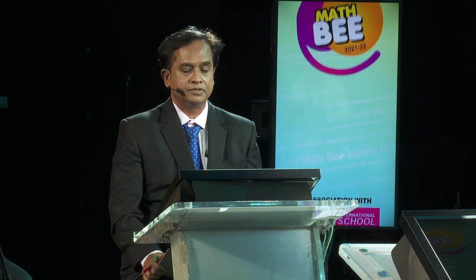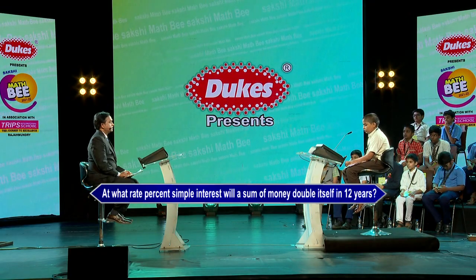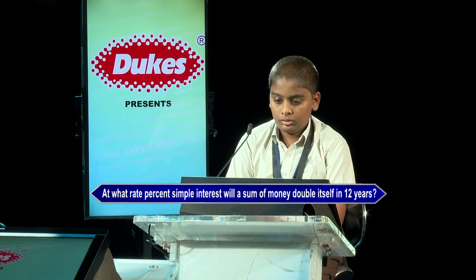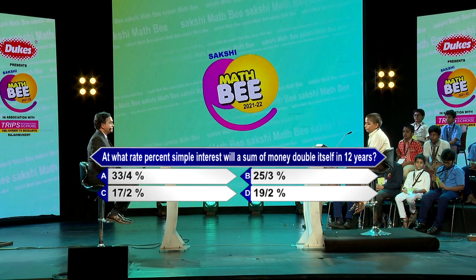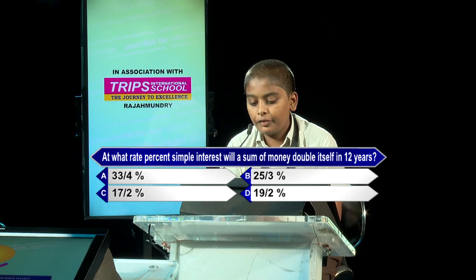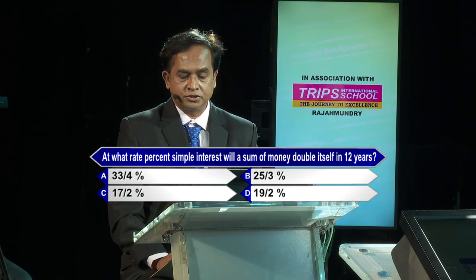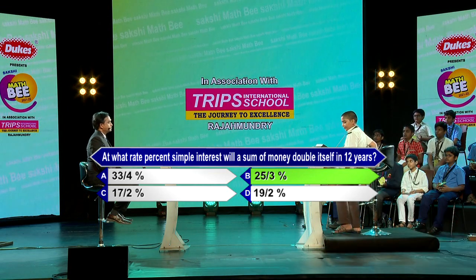Can we have the next question, please? At what rate per cent simple interest will a sum of money double itself in 12 years? Your options are A, 33/4%, B, 25/3%, C, 17/2%, D, 19/2%. Option B, 25/3%. Kindly lock option B, 25/3%. Brilliant. You didn't even allow me to finish reading.